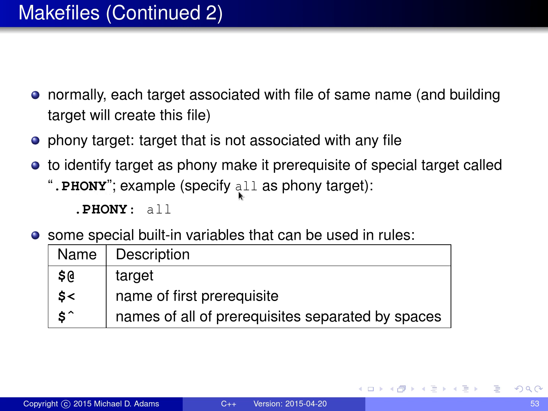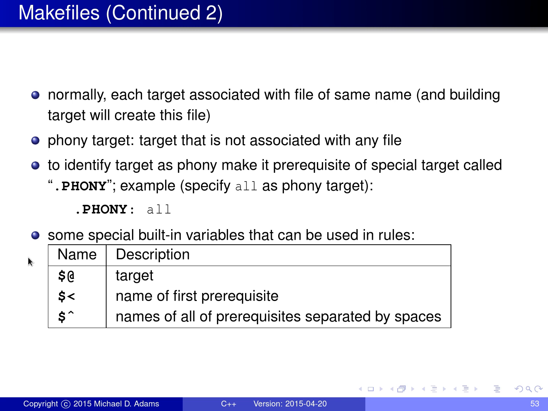So for example, if we wanted to specify that the target called all is a phony target, what we would do is use a line which looks something like this in the Makefile, where we're specifying that all is a prerequisite of this dummy target called .PHONY. And .PHONY isn't really a target. The make utility will never build anything called .PHONY, but it follows the syntax of a rule in the Makefile. But the important thing is the thing that's listed as a prerequisite here is identified as a phony target by a line that looks like this.